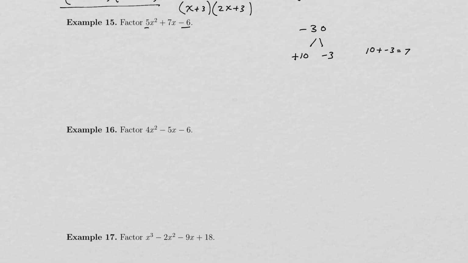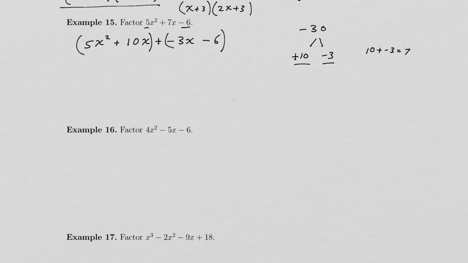So I'm going to rewrite that 7x in terms of these two factors here. So I'll write it as 10x minus 3x. Okay, now I want to group. Now actually, when I group this, because I have a negative here, I want to emphasize that it's like plus a negative 3x. So what I do is I sometimes just put in a plus there. Then I group these terms together.